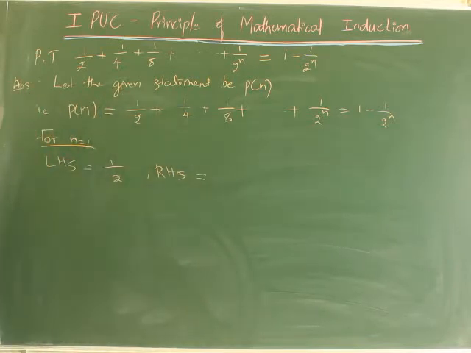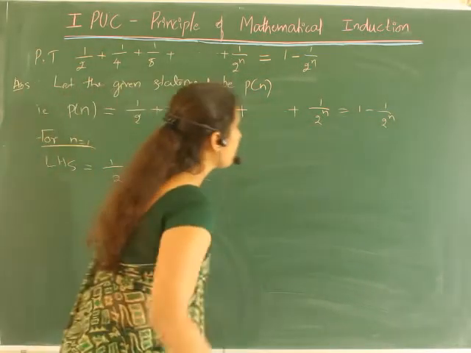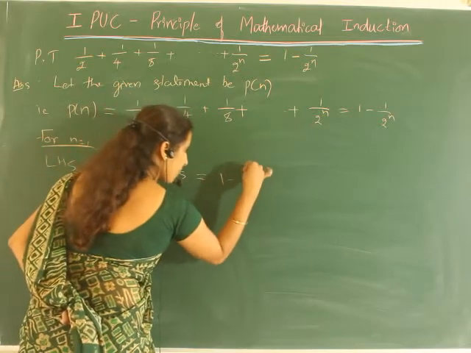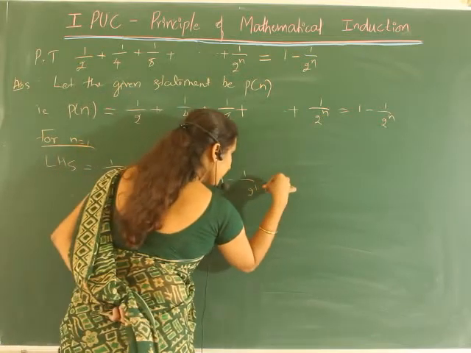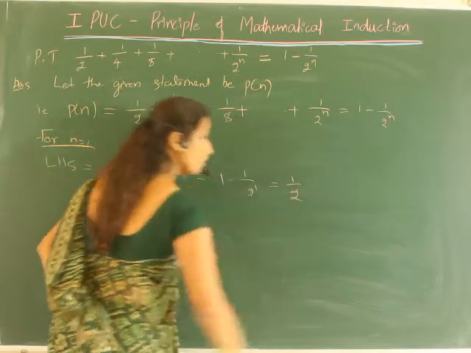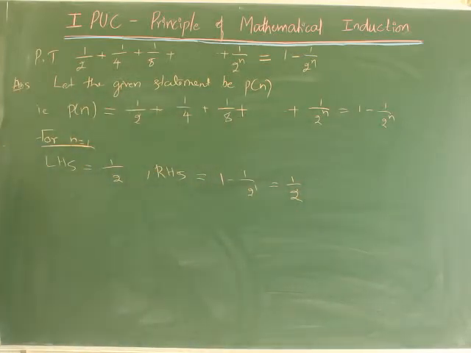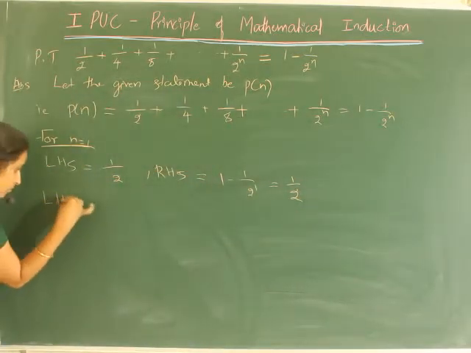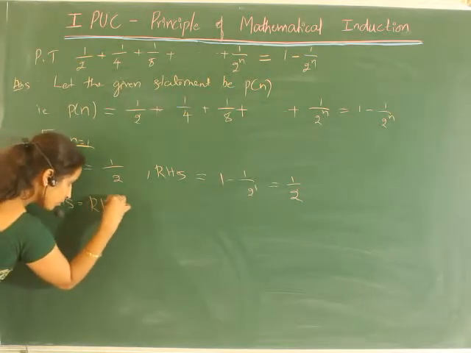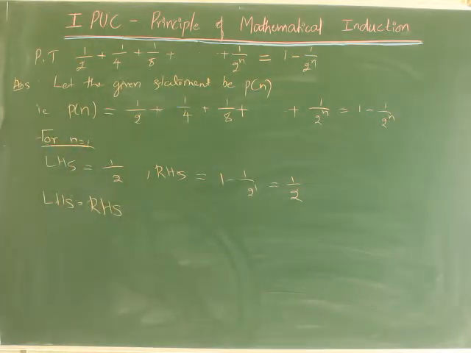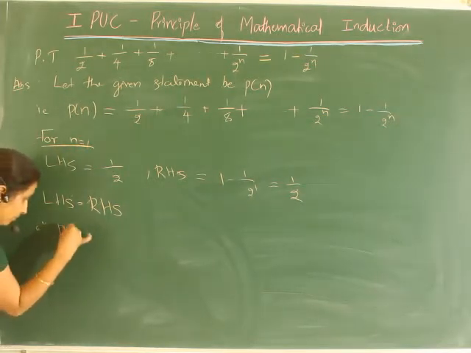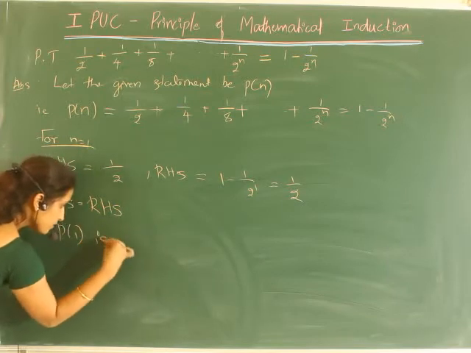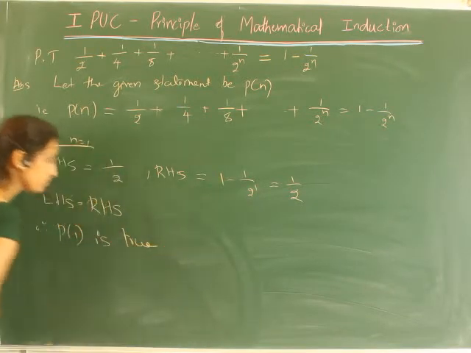The left hand side is 1/2 because n equal to 1 means there is only one term, only the first. Next, the right hand side is 1 minus 1/2^1, which is 1 minus half, that is half. So we can conclude the left hand side is equal to the right hand side. Left hand side and right hand side are equal, therefore P(1) is true.